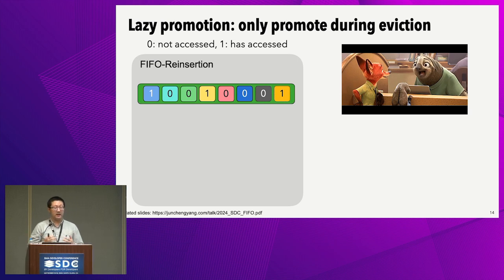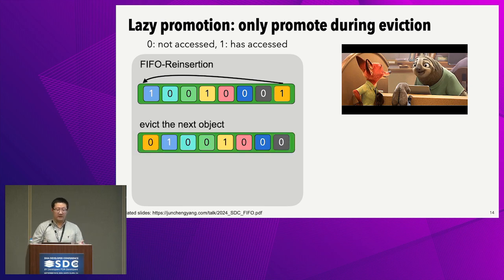When an object is first inserted on the left, its bit is 0. Over time, if it gets another request, its bit is set to 1. At eviction time, we look at the tail object. If the bit is 1, it gets reinserted to the head with the bit reset to 0, like this. And then we check the next object. If this object has a bit 0, then it gets evicted. So that's a very simple algorithm.